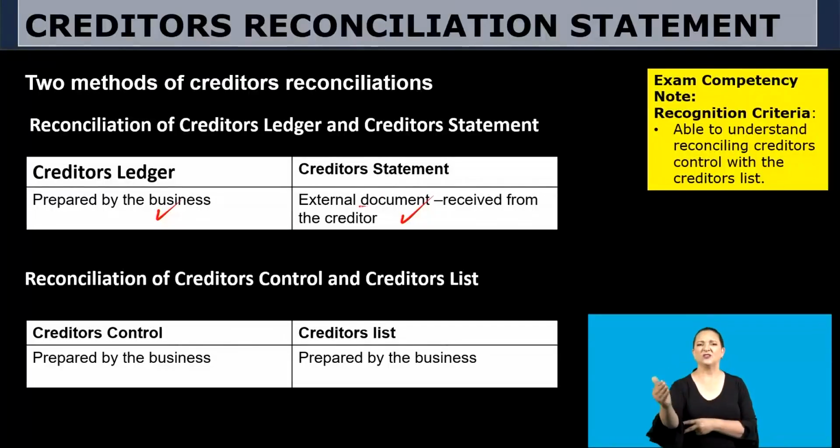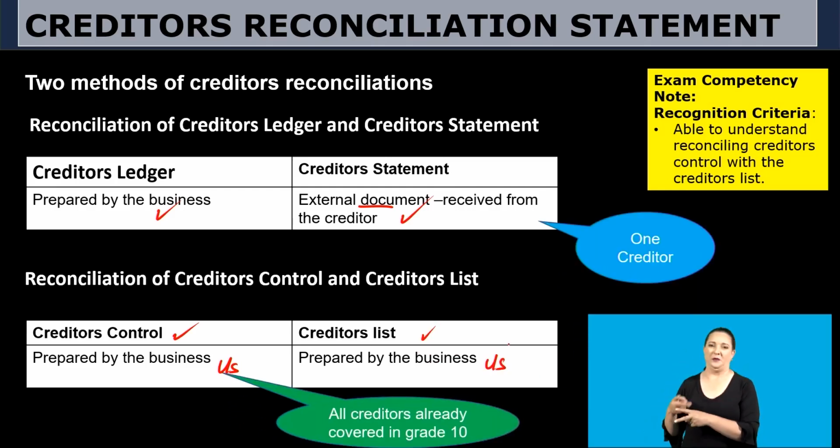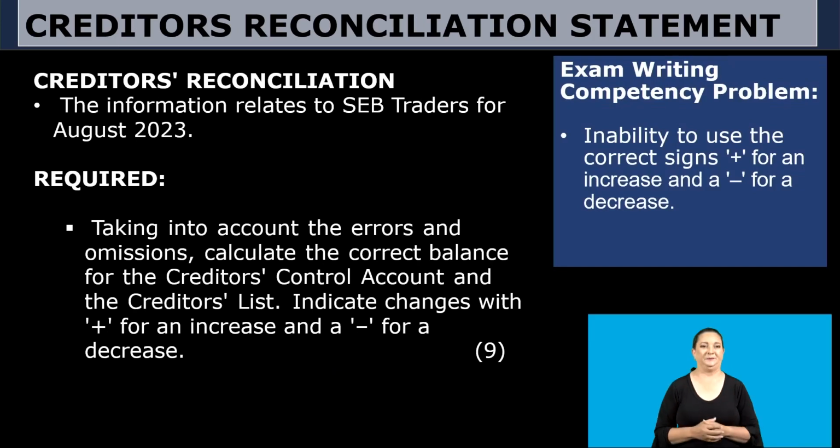Welcome back, dear learners. Before the ad break, we did an activity that had the creditors ledger. Remember, these are books prepared by us against the statement, which is an external document received from the creditor. The second version is where we have the creditors control that is prepared by us, the business, against the creditors list, which is also prepared by us as a business. Now, we are going to look at the second version.